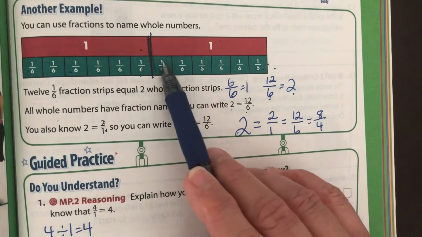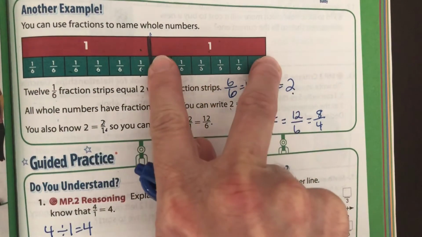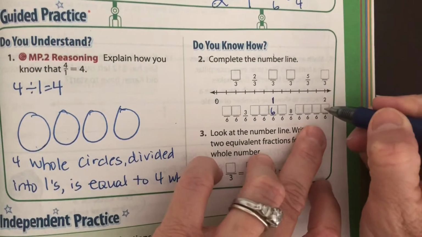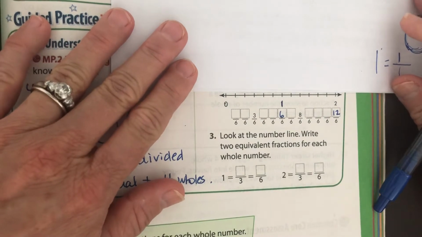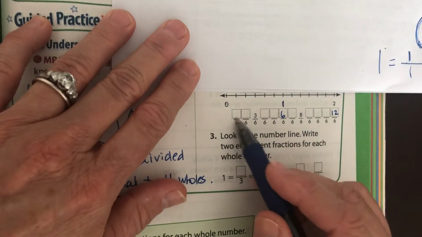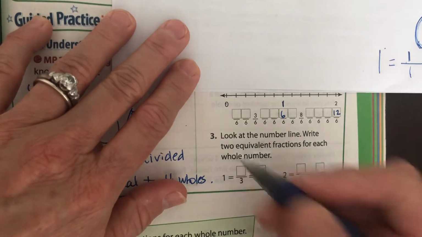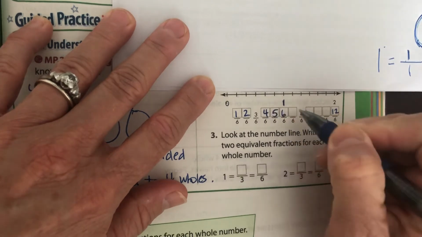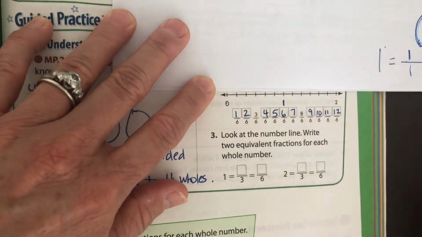You got 6 here and you have 6 here. These 6 equal 1 whole and these 6 equal 1 whole. So together they equal 2 wholes. So this should be 12/6, right? Okay, so then can you pause and fill in all those numbers in between? Pause it right now. Okay, that should work out like that.